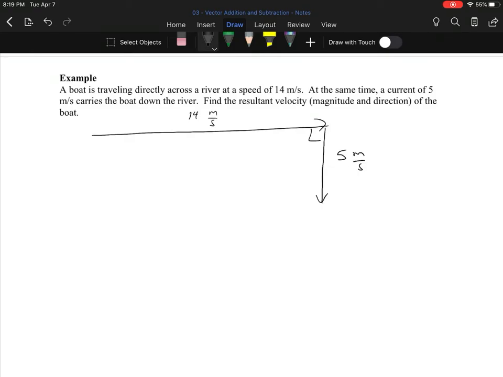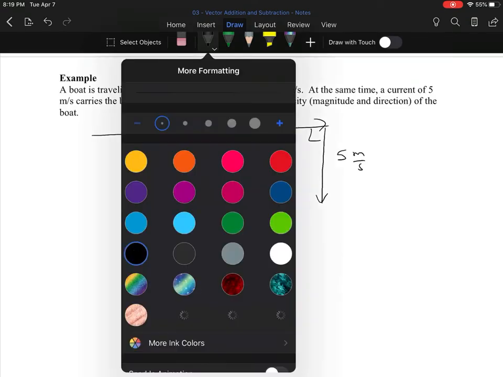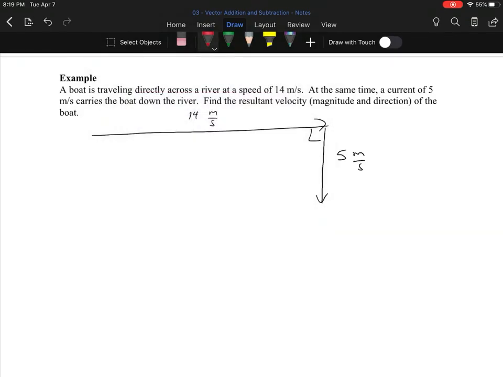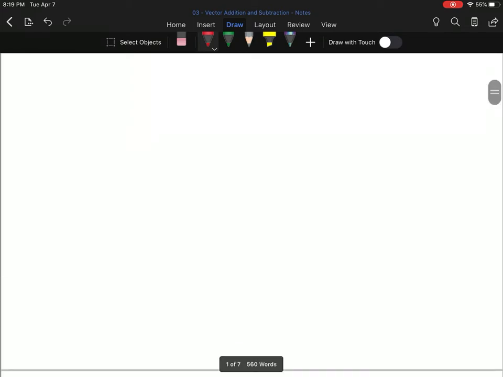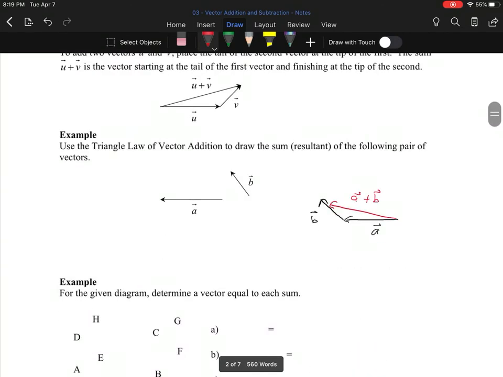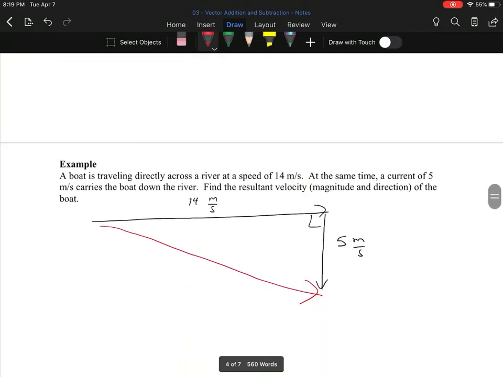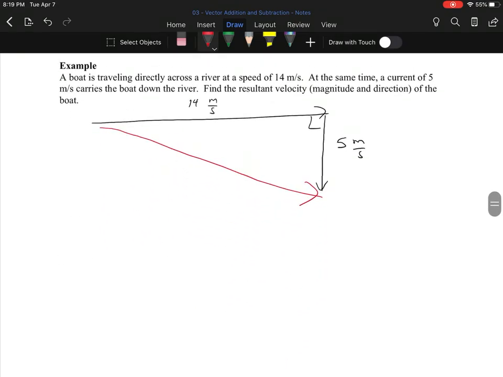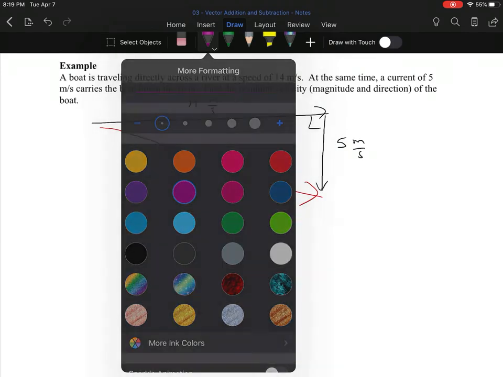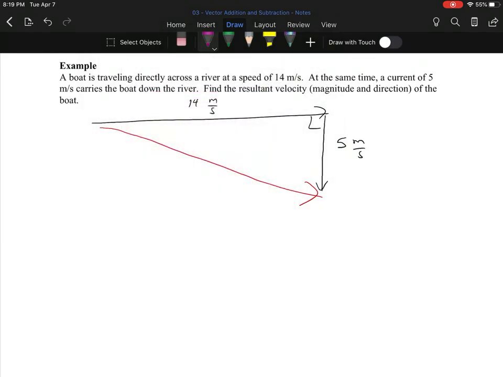Now, I've already set this up, all ready to do this question by making it vector addition. I put them tip to tail. At the end of the velocity of the boat, I put the current. So they're all set up to do vector addition here. And so my resultant of this whole situation is here. And once I draw that resultant on there, I'm ready to find the resultant velocity. All I need is a little Pythagorean theorem to find its length.